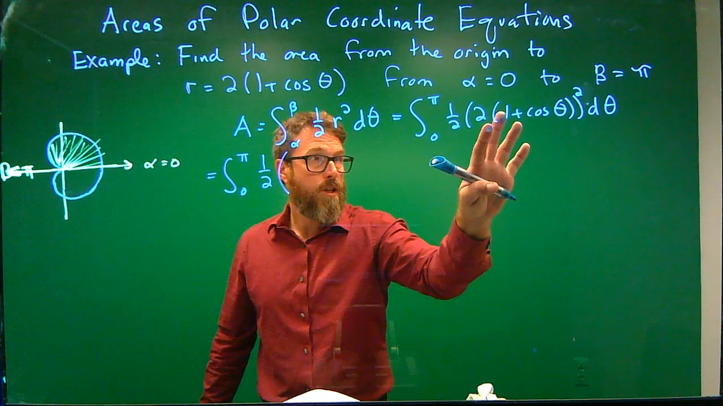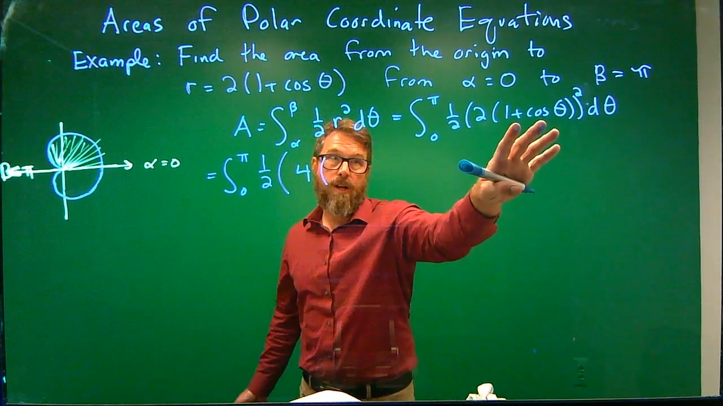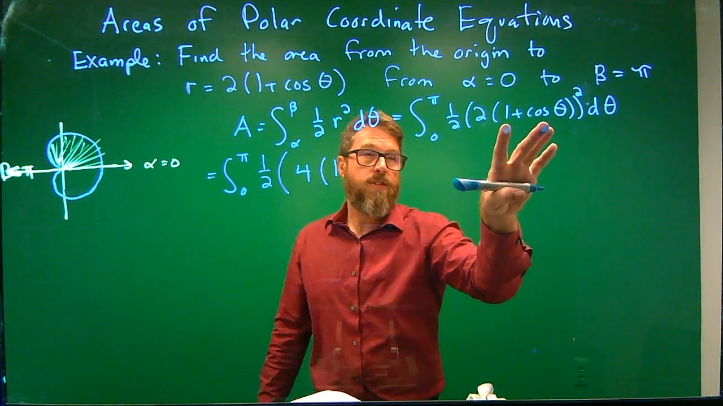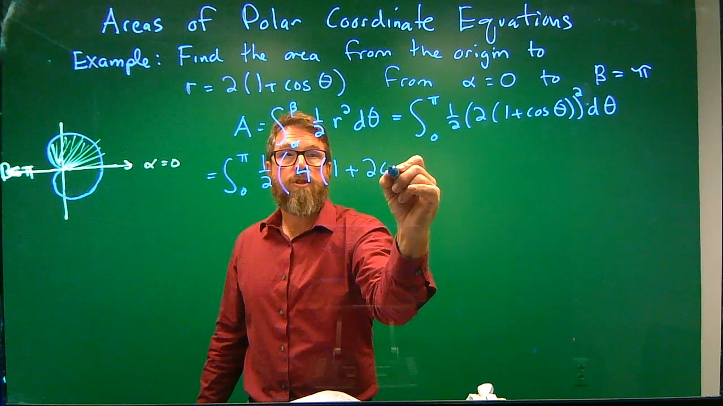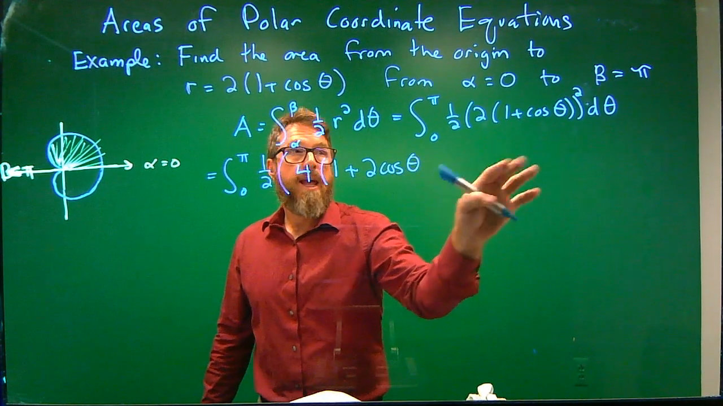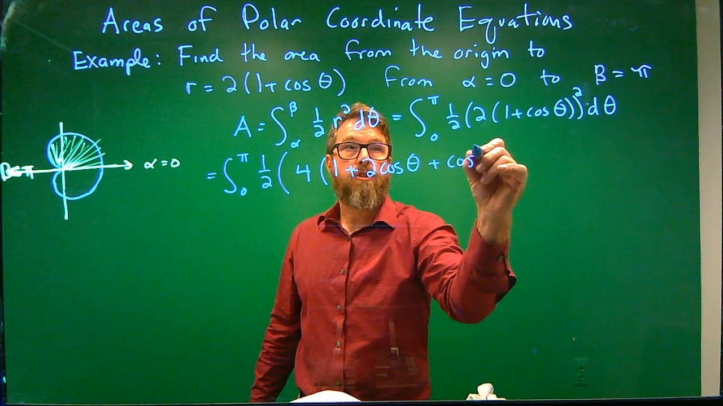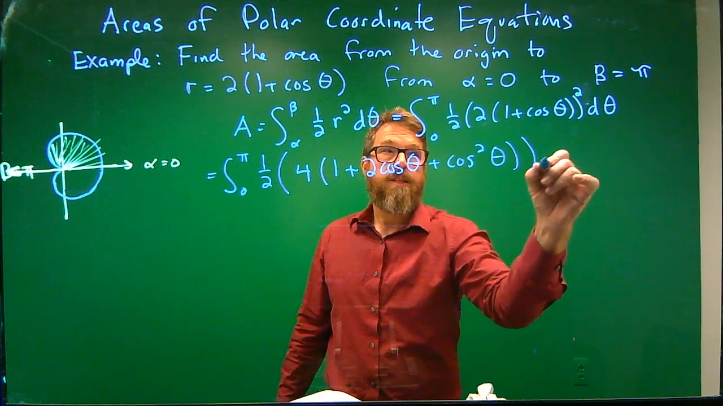So this is equal to the integral from 0 to pi of 1/2 times, when I square this, the square of 2 is 4. And I'm going to have to square this binomial, so you have to FOIL it. 1 times 1 is 1. Outside gives us a cosine of theta, inside also gives us a cosine of theta, so plus 2 cosine of theta. And the last is cosine times cosine, which is cosine squared of theta.